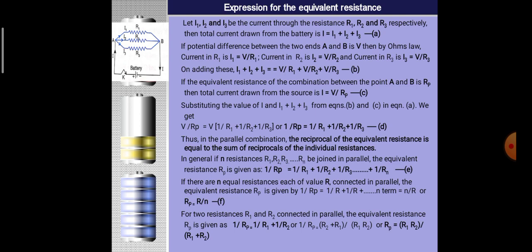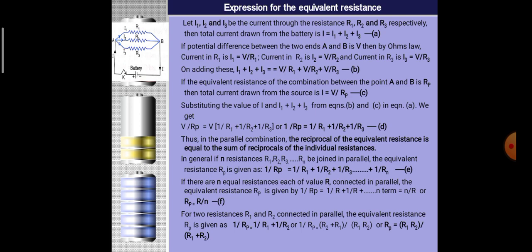If there are n equal resistances, each of value R, connected in parallel, the equivalent resistance Rp is given as 1 by Rp is equal to 1 by R plus 1 by R till n terms, which is equal to n by R, or Rp is equal to R by n. Consider this as equation F.